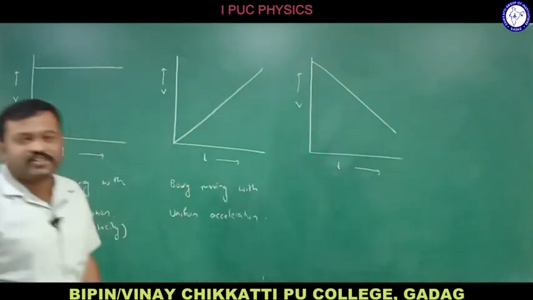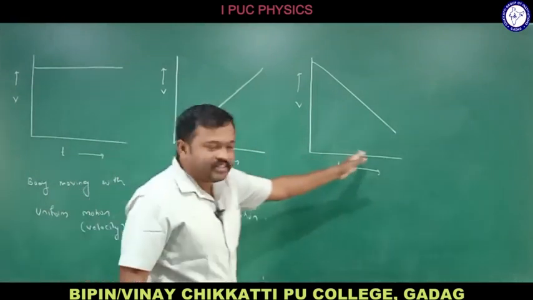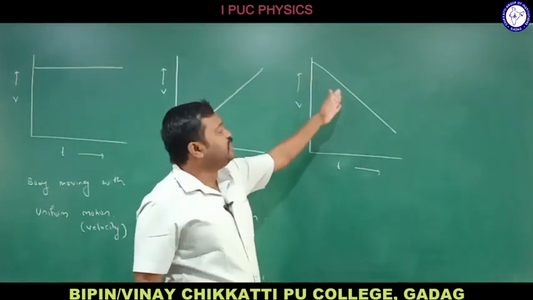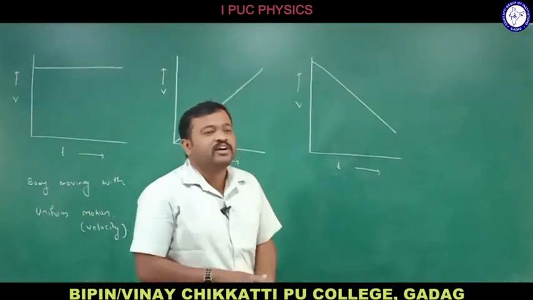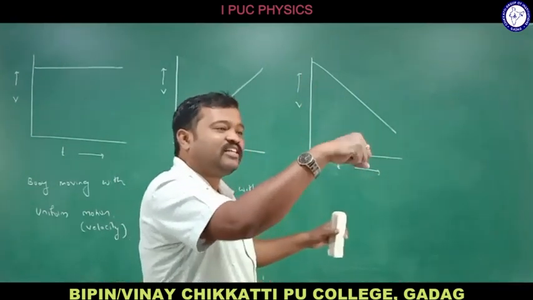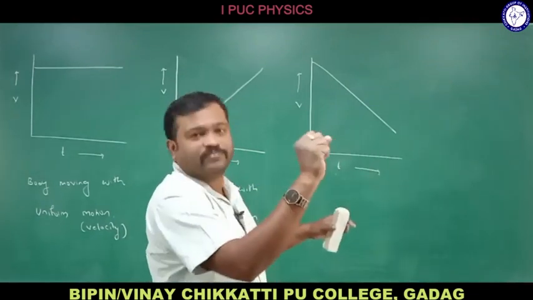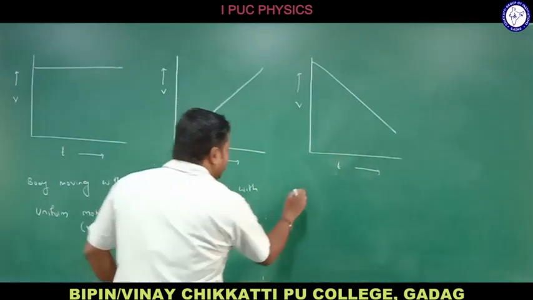What is the meaning of this? Just analyze the graph now, right? As time passes, velocity decreases continuously. It means he is already moving at a high speed, and he is decreasing the velocity, right? Decreasing the velocity means acceleration is negative, right? Okay. So here, shall I say like this?